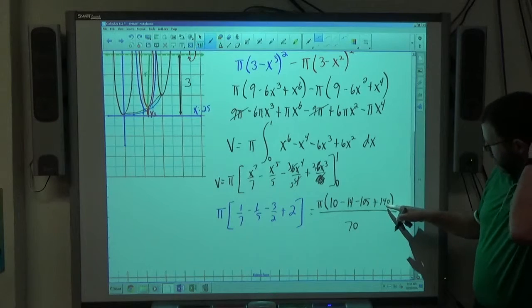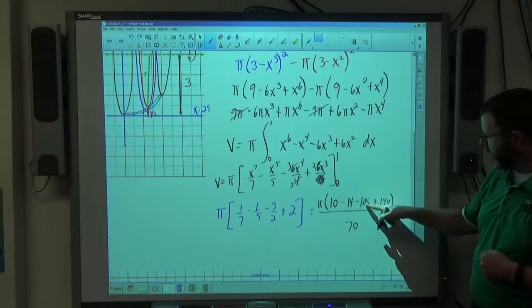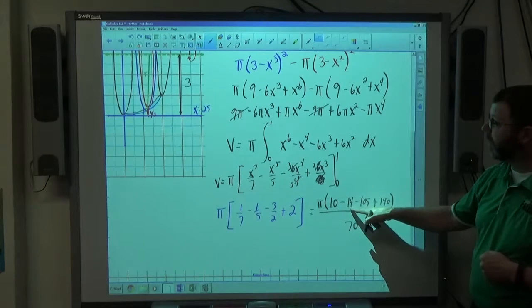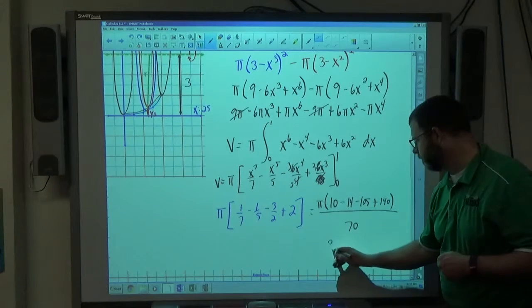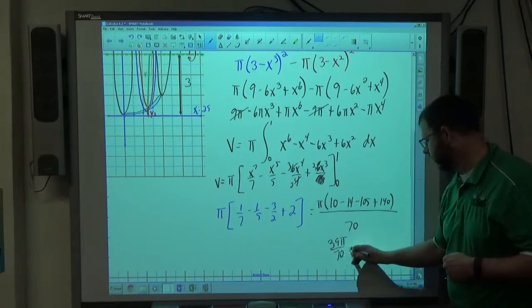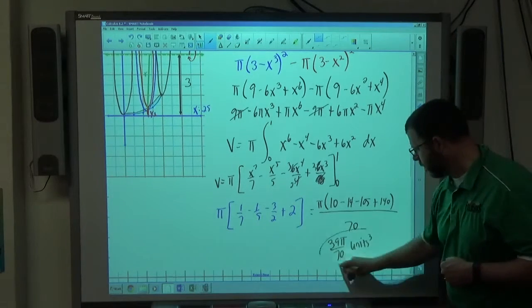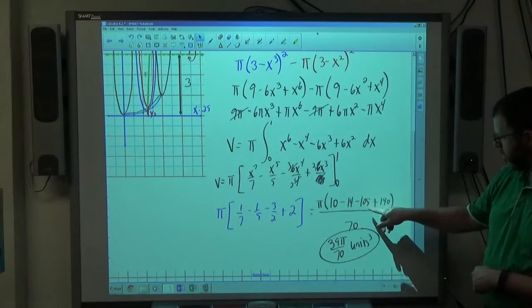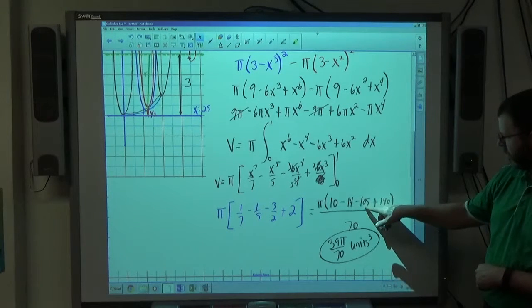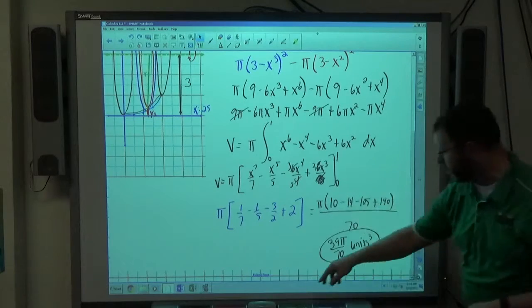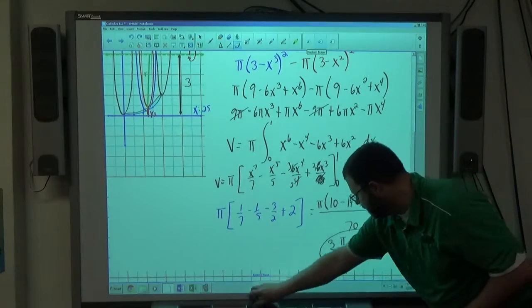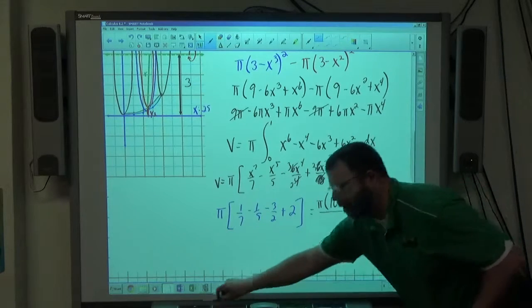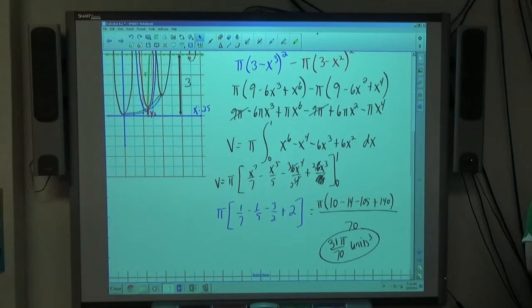So 140 minus 105 is 35, minus 14 is 29, plus 10 is 39. Cubic units. That doesn't look right. 140 minus 105 is 35, minus 14 is 21, plus 10 is 31. There we go. I knew that didn't sound right. 31 pi over 7. Helps to subtract correctly.